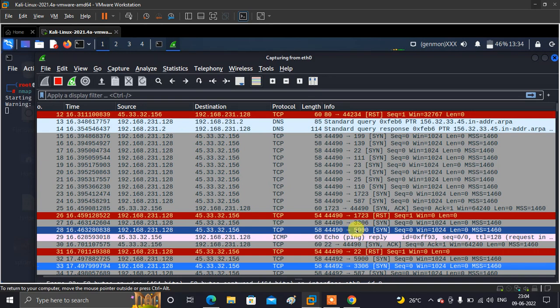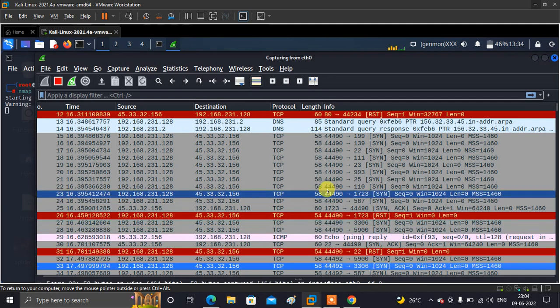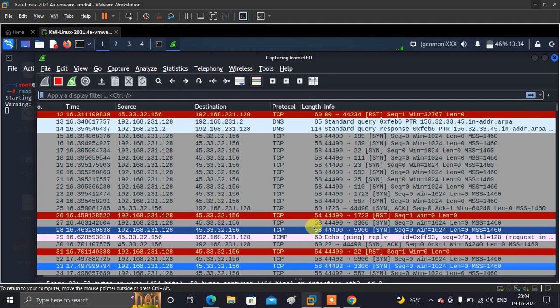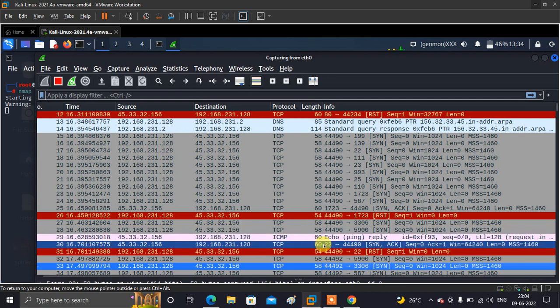Port 5900. We can see, everyone, from my machine the SYN flag is being sent, and also I am getting SYN plus ACK. You can see from port number 22 I am getting a response, that is SYN plus ACK. Then instead of ACK, we are sending reset.